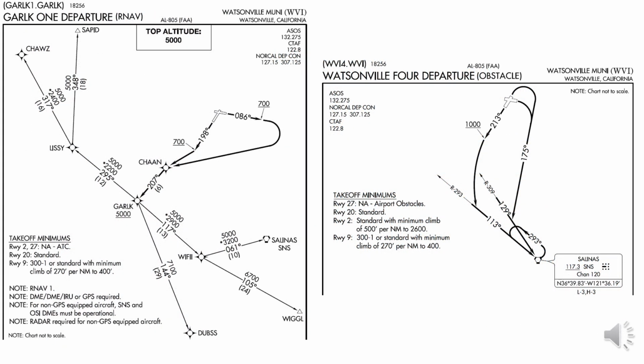Instead, it refers you to published departure procedures. Two DPs are charted for Watsonville. The Garlic 1, an RNAV procedure, which you will probably receive if you file as a PBN RNAV-capable aircraft, and the Watsonville 4, a conventional obstacle departure procedure that requires only a VOR receiver to fly to Salinas.